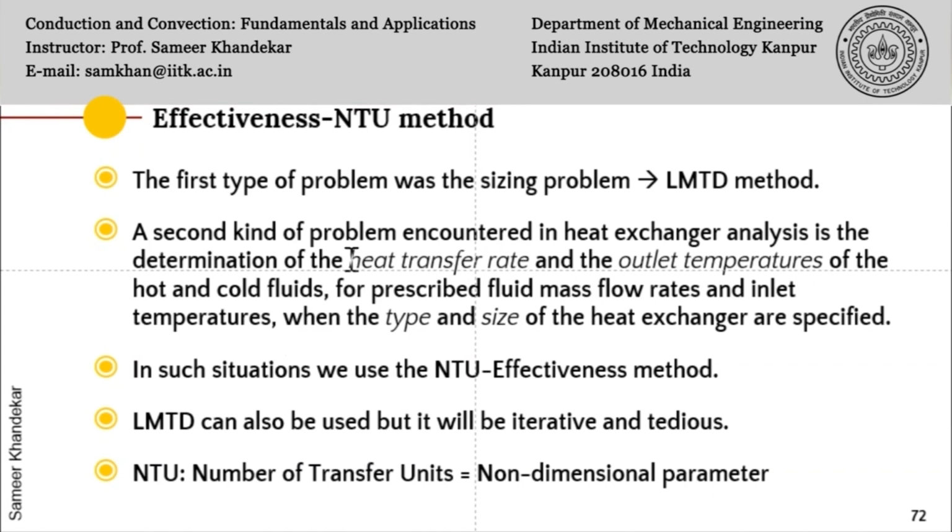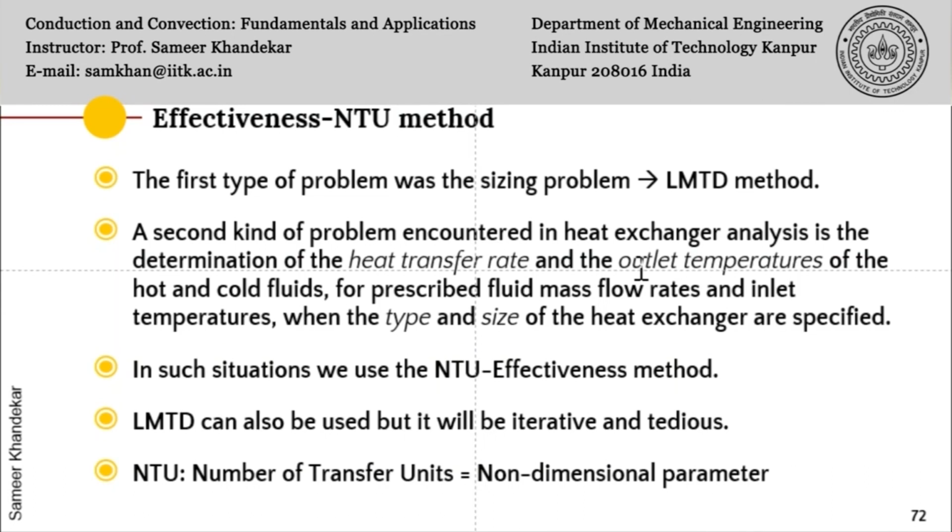And now we are tackling the second problem, which is encountered in heat exchanger analysis, which is the determination of the heat transfer rate and the outlet temperatures of the hot and cold fluids for prescribed mass flow rates and inlet temperatures. So we know the mass flow rate at the inlet of both the fluids, the hot and the cold fluid, and we also know the inlet temperatures. And the type and size of the heat exchangers are also specified. So we have chosen a type of heat exchanger, and we would like to now find out the heat transfer rate and the outlet temperatures of the fluids expected from this device.